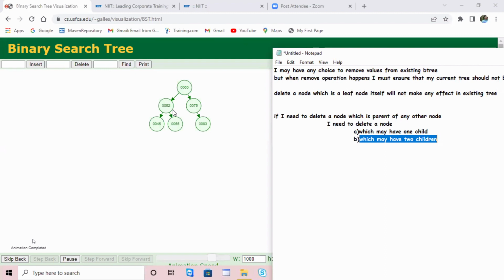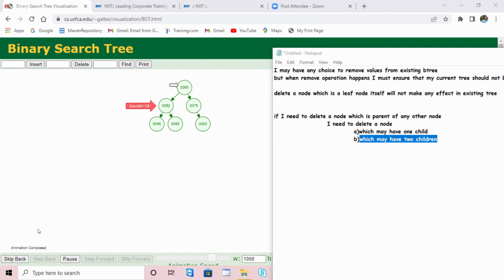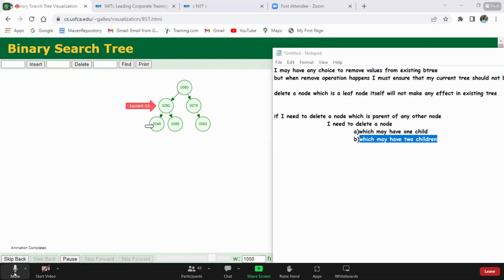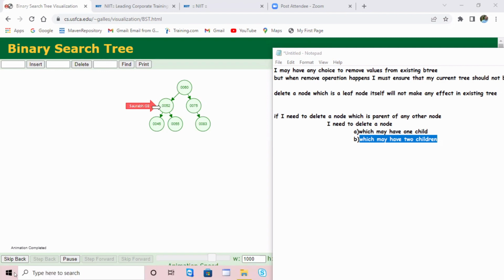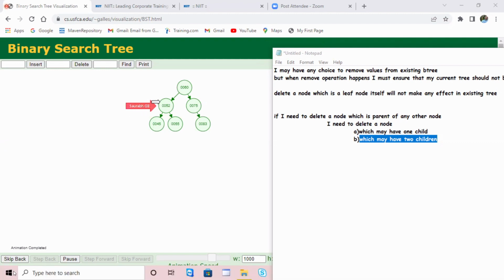For example, I am going with the toughest one, which has two children, 45 and 55. 60 is linked with 52. 52 is linked on its left-hand side with 45 and on its right-hand side with 55. That means 52 has two pointers or address values: in its left pointer it keeps the value of 45, and in its right pointer it keeps the value of 55. I am going to mark this node for deletion.